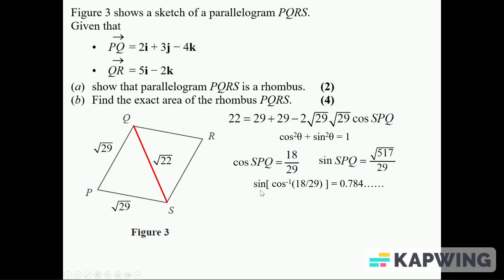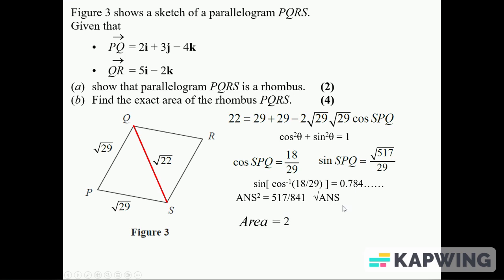You could do it on your calculator actually. If you put this in your calculator, it gives you this as a decimal. But you can sort of trick the calculator, because if you square that, it'll give you that squared as an exact fraction. If you square root that answer, it does give you root 517 over 29. But I think for the marks in the exam, they're going to want to see you using this.